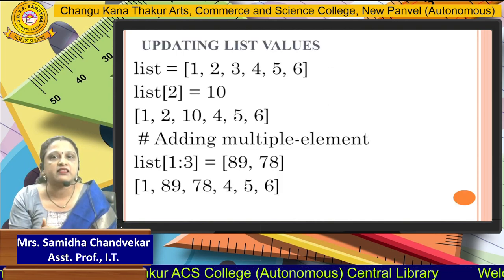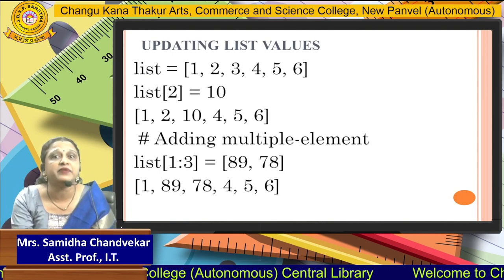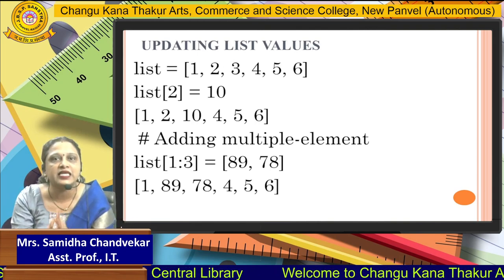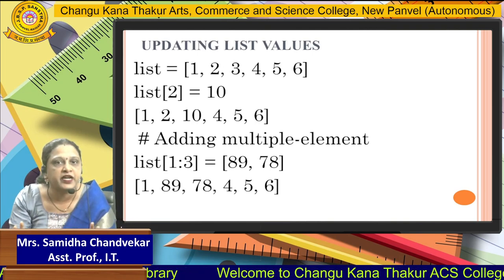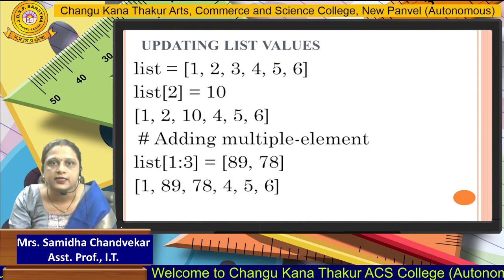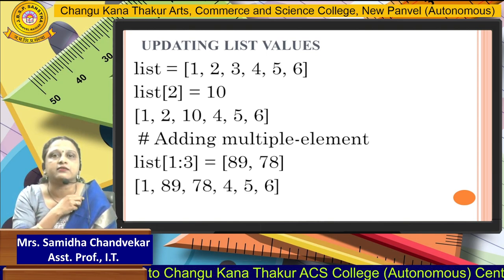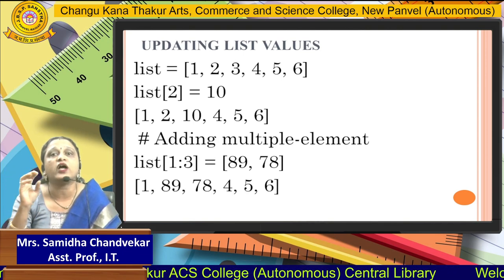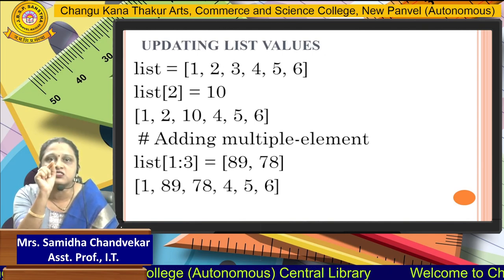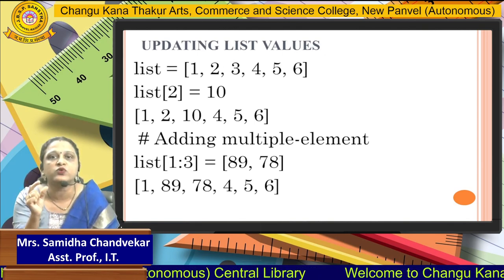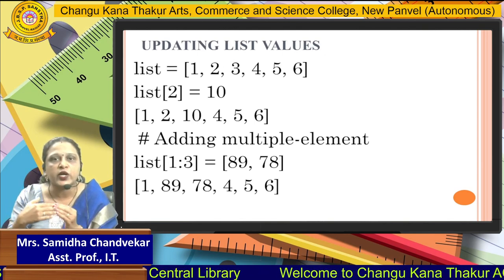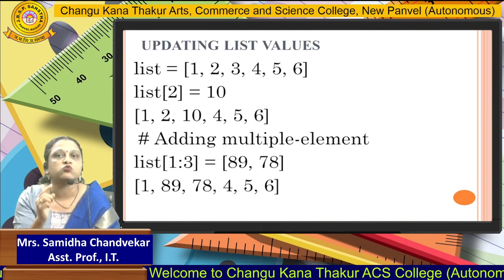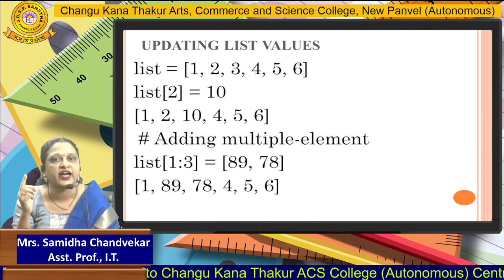Now, updating the list value. If you want to update the values in the list, I already told you a list is mutable. It means you can update, you can edit the data, you can edit the element. So there is a list 1, 2, 3, 4, 5 and I want list 2 equal to 10. 2 means index, that is 0, 1, 2. It means the value is 3. So the 3 is immediately updated with value 10. So the output is 1, 2, 10, 4, 5, 6.